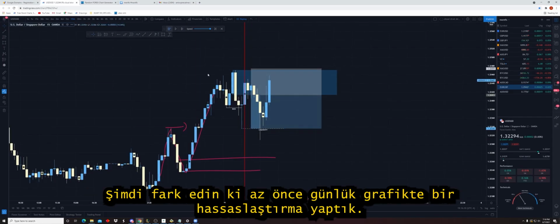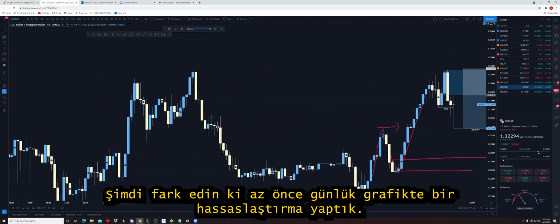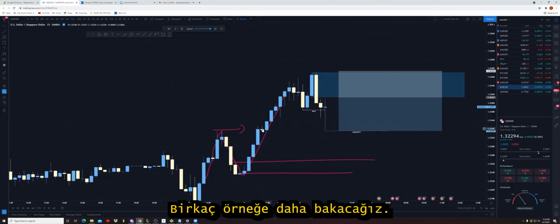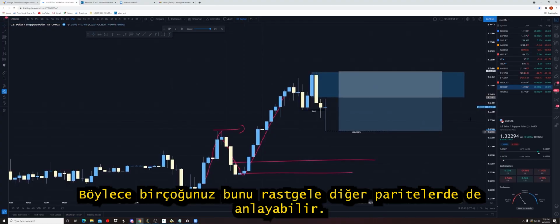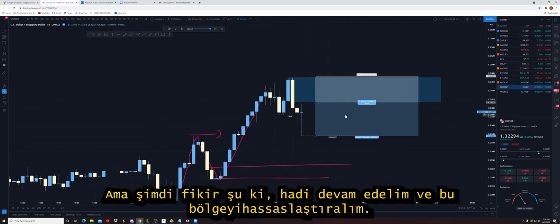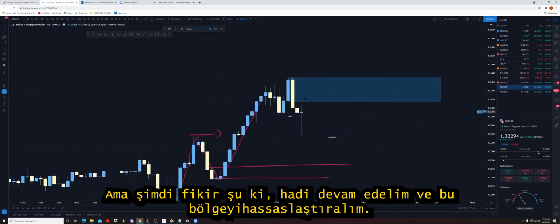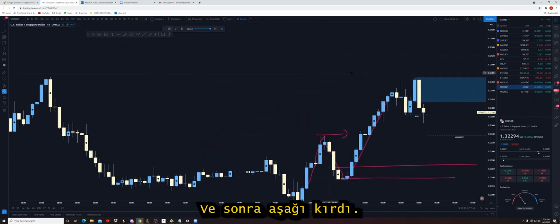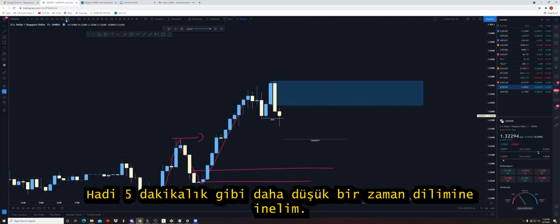But we can take it the extra step and refine that same area. So notice how we just did a refinement on a daily chart. Now we're going to look at refining on a much lower chart, and we'll look at a few more examples so a lot of you can understand it on some random other pairs. But the idea now is let's go ahead and refine this zone. So let's go back to where it happened, which is pretty much here. And then it broke down. Let's get down to a lower time frame, about a 5-minute.